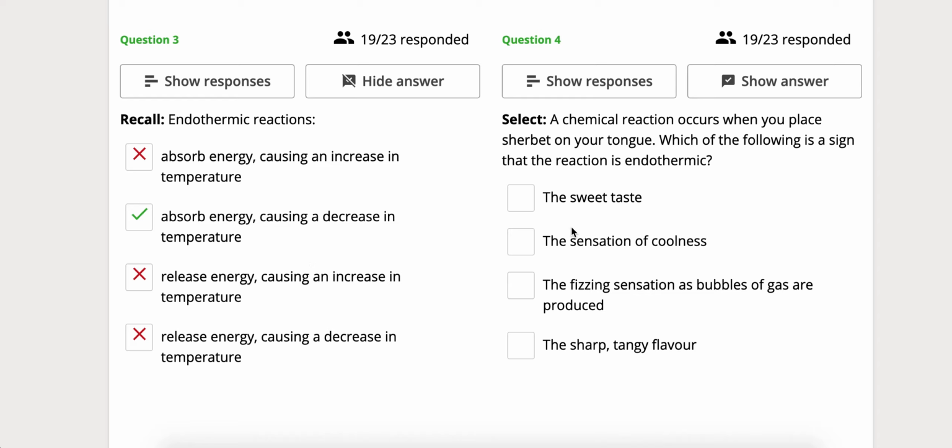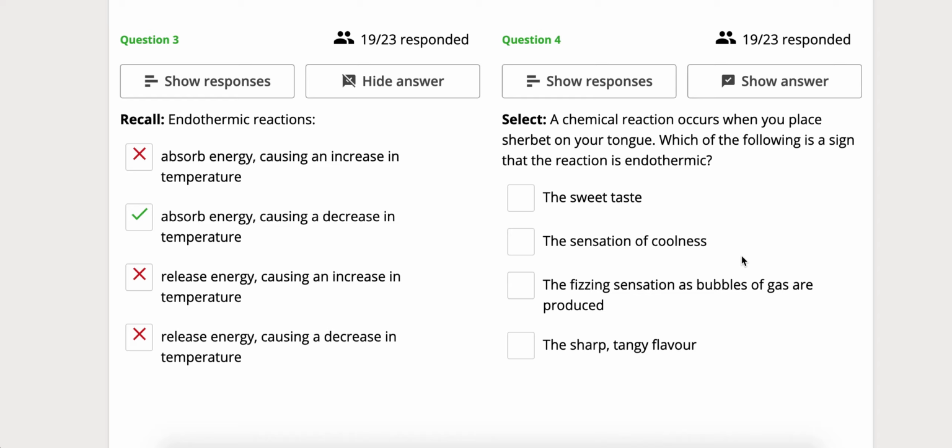With question 4, a chemical reaction occurs when you place sherbet on your tongue. Which of the following is a sign that the reaction is endothermic? A. A sweet taste. B. The sensation of coolness. C. The fizzing sensation as bubbles of gas are produced. Or D. The sharp, tangy flavor.